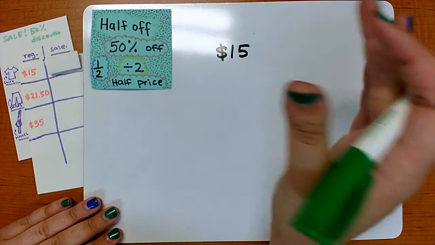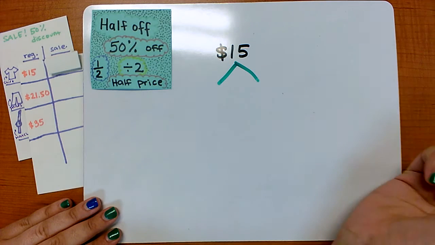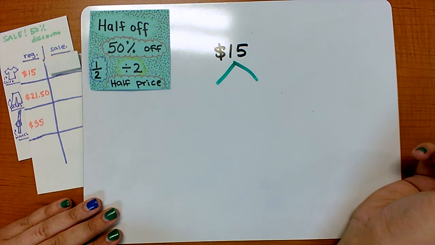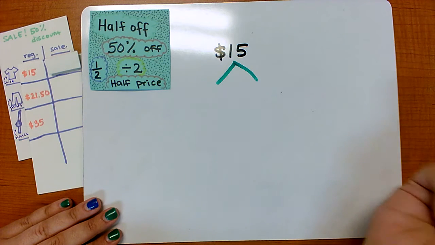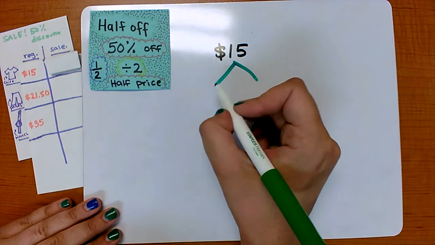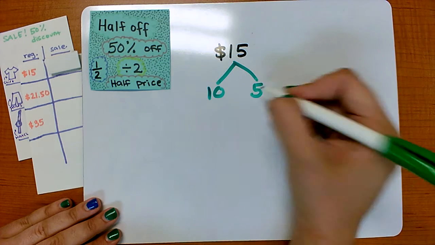15 is odd. Whoa, I don't know how to find half of that. I'm going to lead by breaking it into numbers that are easier for me to work with. The easiest way to do that is to just use place value, tens and ones. This is not the only way, but it's an easy way, and that's how I'm going to start.